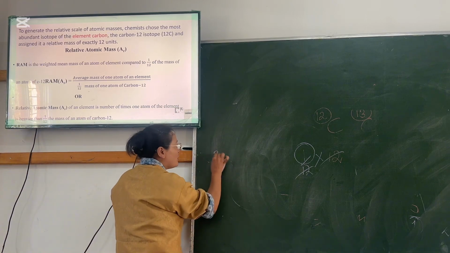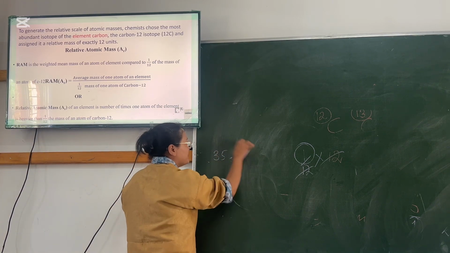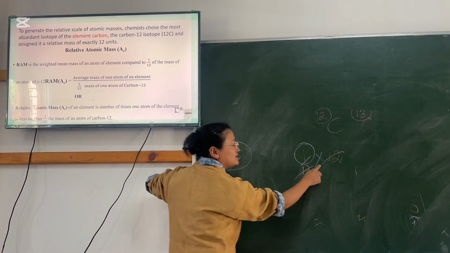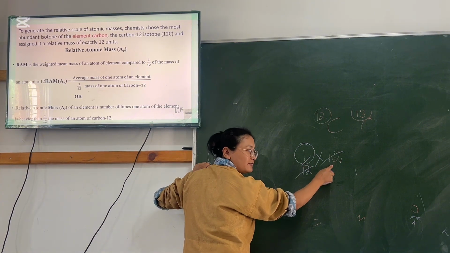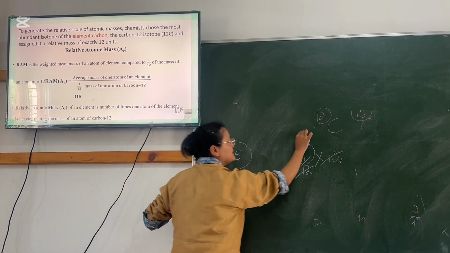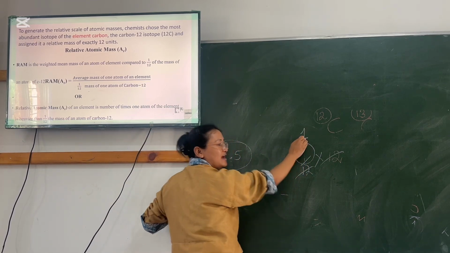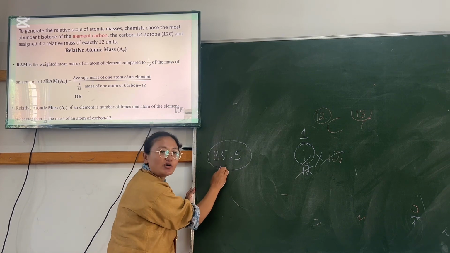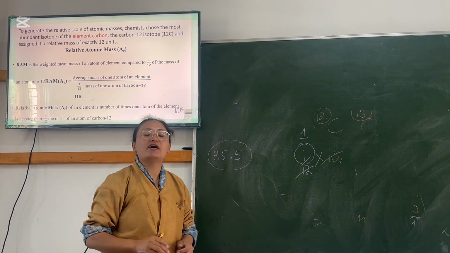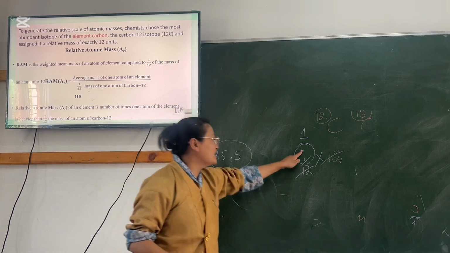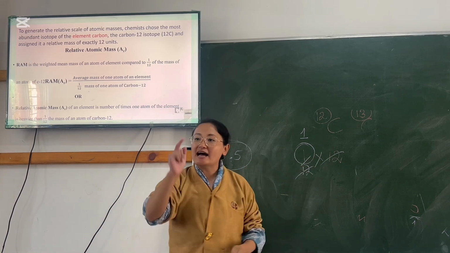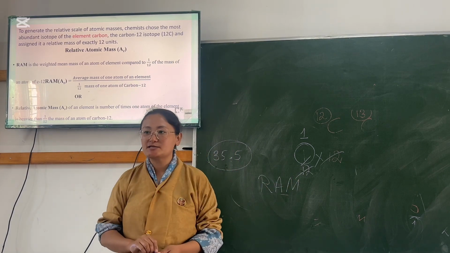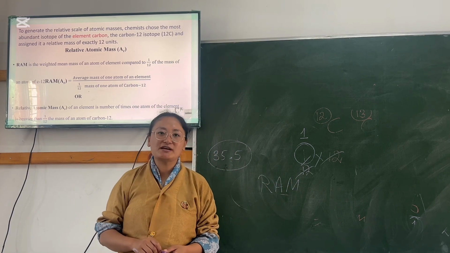Meaning, for chlorine we found the value 35.5, the weighted average mass, now compared with 1/12 the mass of carbon 12. That means the reference point is one, and your chlorine is 35.5. We are saying your chlorine is 35.5 times heavier than 1/12 the mass of carbon 12. That is the meaning of relative atomic mass. Did you understand what relative atomic mass is?